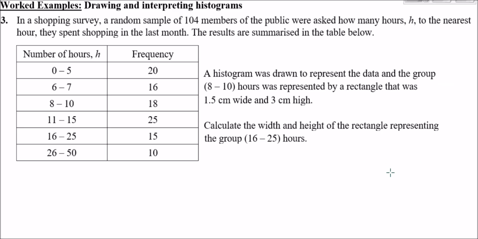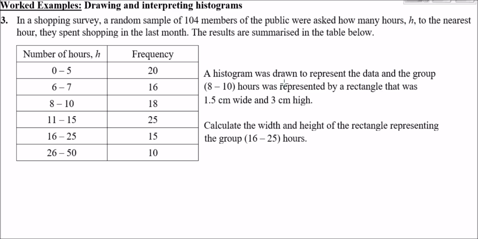Question 3 now. Now we don't actually have a histogram at all to talk about. We just have information based on what a histogram may have been made from. So we've got here a frequency table about a shopping survey. A random sample of 104 members of the public were asked how many hours, H, to the nearest hour they spent shopping in the last month. So the results are summarised in this table.